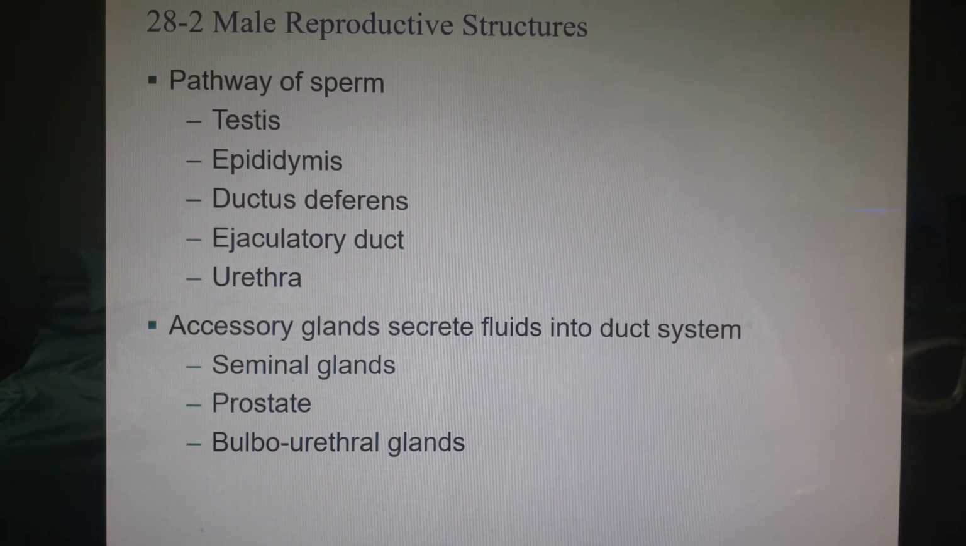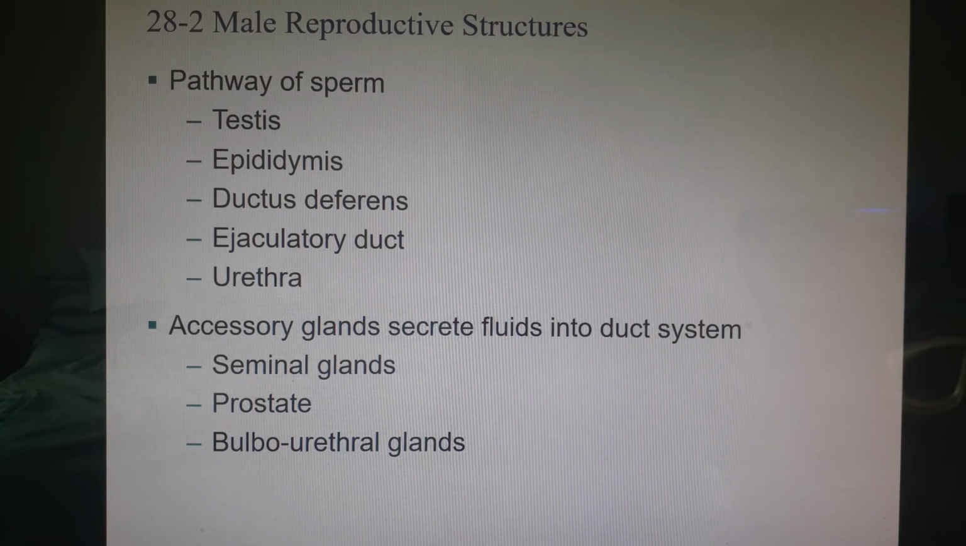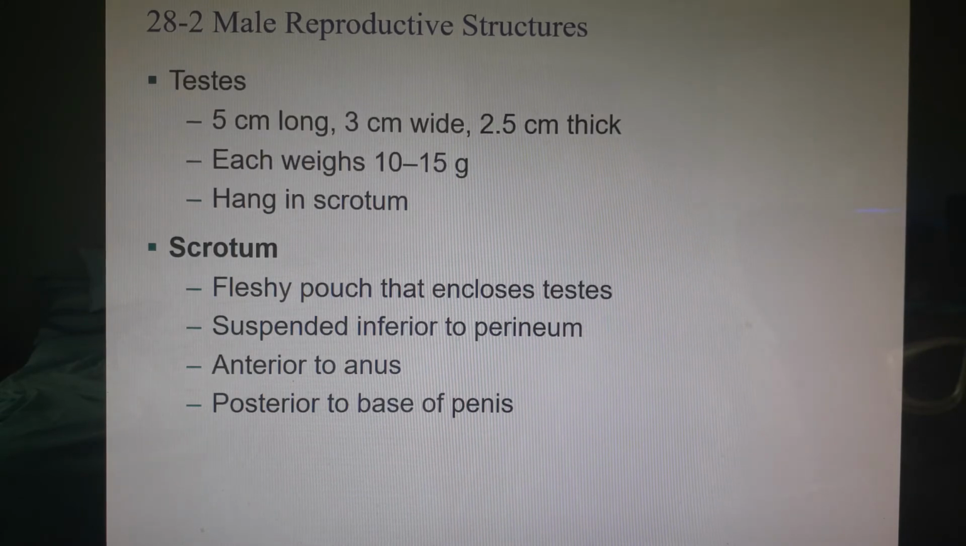Now, by the time we combine the sperm with the secretions of those glands, then we have the entire product that's going to exit the penis, and that product is going to be called semen. So that's the sperm and all of these other secretions that are included. So, we'll start at the beginning again.